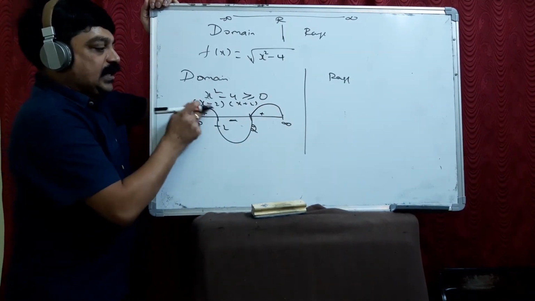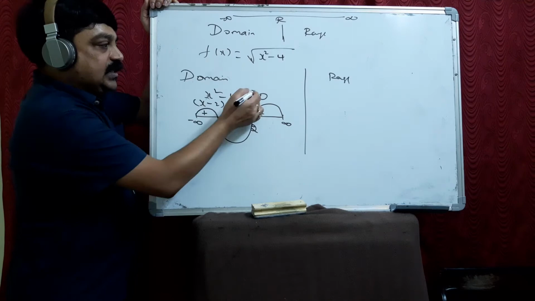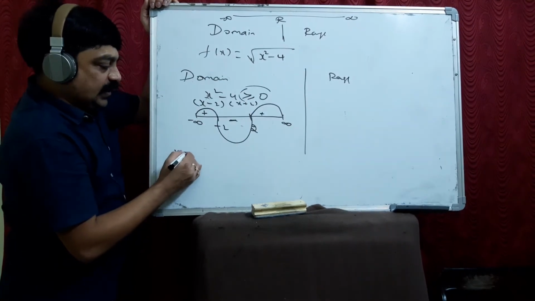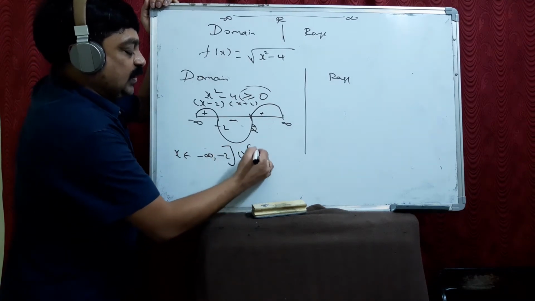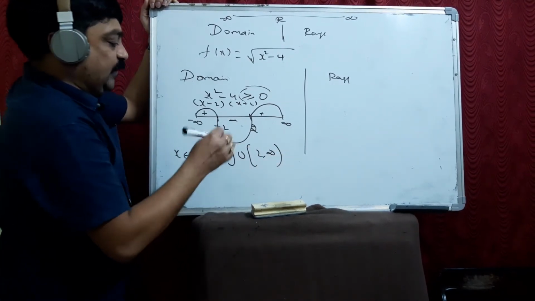So these are the roots. When you take the roots, where does this positive exist here? So x belongs to minus infinity to minus 2, closed interval, union 2 to infinity, closed interval. So this is the domain.